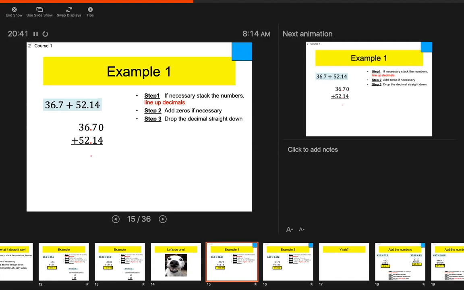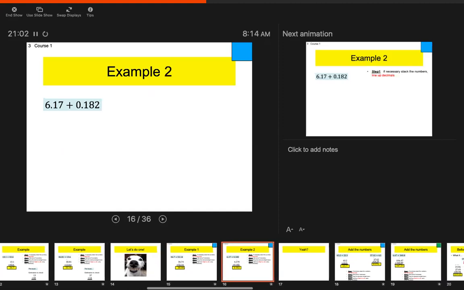Okay, so I added my zeros. I'm going to drop the decimal place straight down and add 4 plus 0, 4. No, sorry. 1 plus 7, 8. 2 plus 6, 8, and 5. Oh, lots of 8s today. And no, I'm not going to round this one. We will continue. We good? All right, this was box number 2. All by yourself, do box number 3.